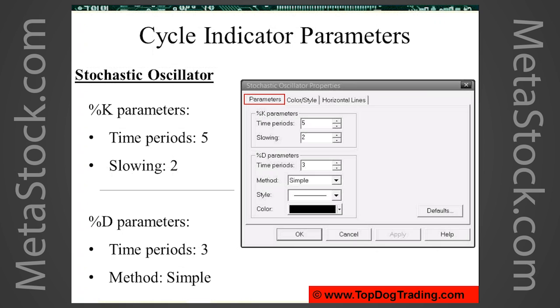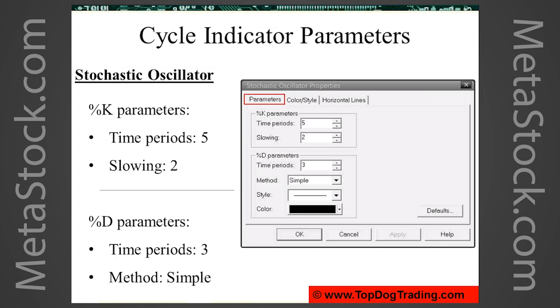So for the cycle, first of all, you're going to choose the indicator called the stochastic oscillator. Then we need to change it. For %K parameters, we're going to set the time periods to a value of 5. And slowing, we're going to change to a value of 2. Now, %D parameters, we're going to change to a time period of 3. And the method is simple. Okay, and you can see the screen capture over here. All right, so we're using the stochastic, but we're changing it.